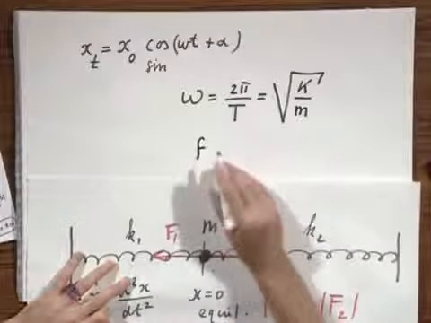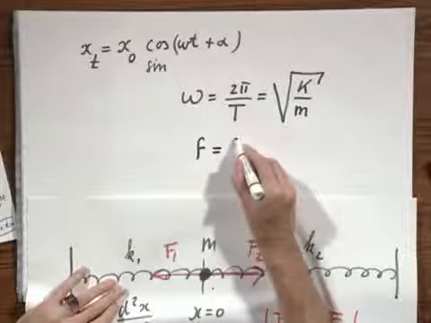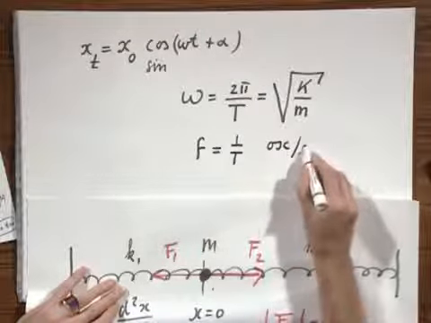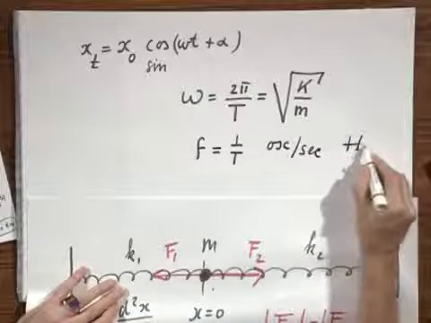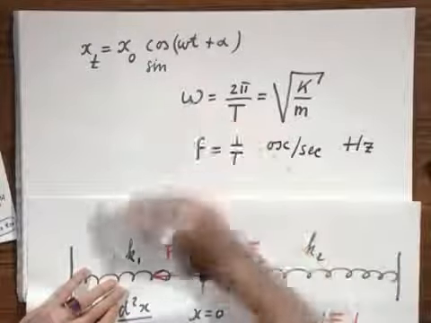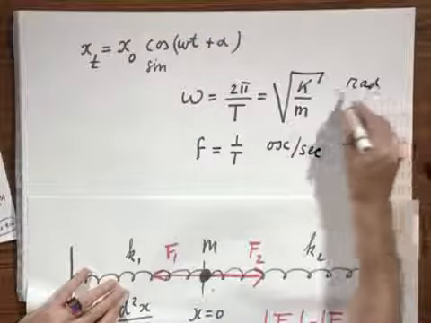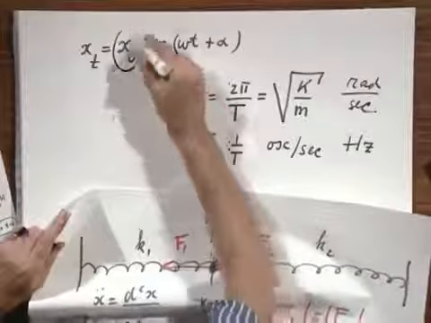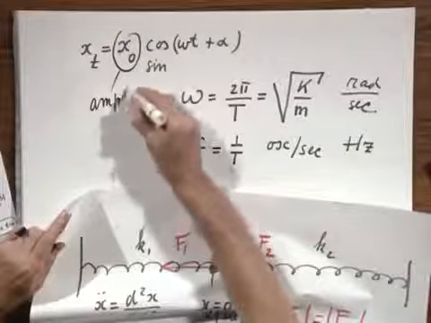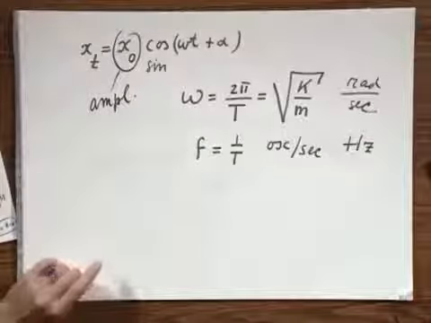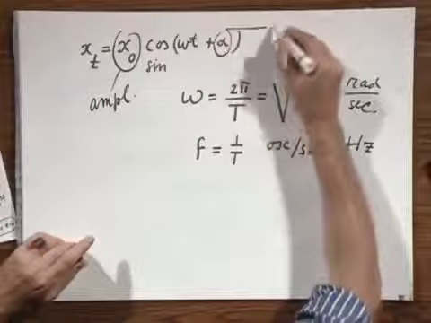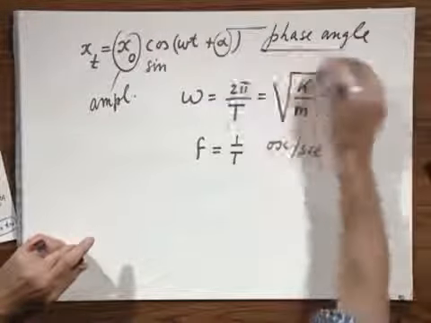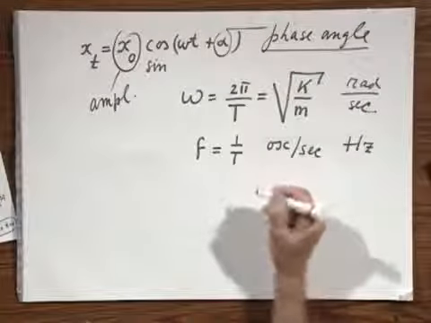The frequency in terms of how many oscillations per second equals 1 divided by T. So that is the number of oscillations per second, which we often call hertz. And omega is often expressed in radians per second. x0 is the amplitude, the maximum displacement from 0. And alpha is a phase angle which is entirely dictated by the initial conditions. There is really not that much physics in alpha.